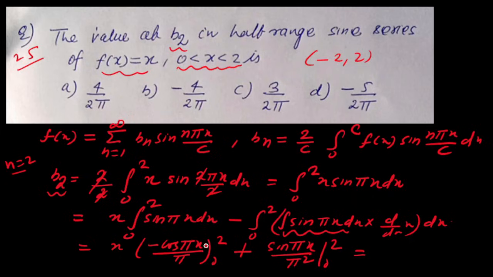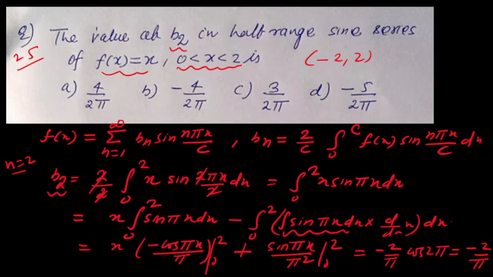So if I put 2 here in place of x, I will get minus 2 by pi cos 2 pi. Okay, and if I put 0 here, x is 0, so 0 into everything will become 0. So I will get just this thing. Cos 2 pi is equal to 1. So I will get the answer minus 2 by pi. So do we have the answer minus 2 by pi?